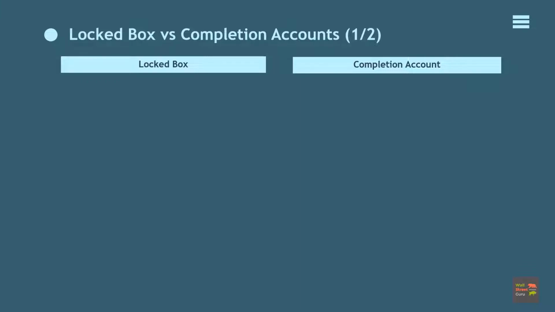The essential difference between the two approaches is one of timing. A lockbox mechanism requires the parties to commit to a certain price at signing, and a completion accounts mechanism commits the parties to a mechanism for determining the certain price at some time following completion.